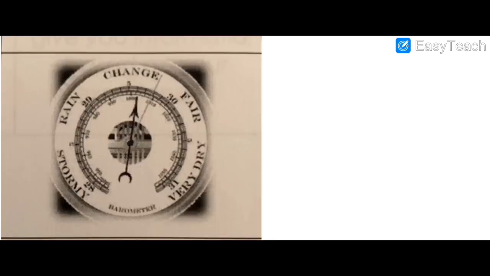All right, guys, so here is my next picture. This kind of looks a little bit like a clock, but you'll notice what's different about it. It has the words stormy and rain and change and fair and very dry. And at the very bottom, kind of where 6 would be on a clock, you can see the word that is its name. So this is a barometer. I'm going to go ahead and write its name a little bit bigger, and you can write it as well.